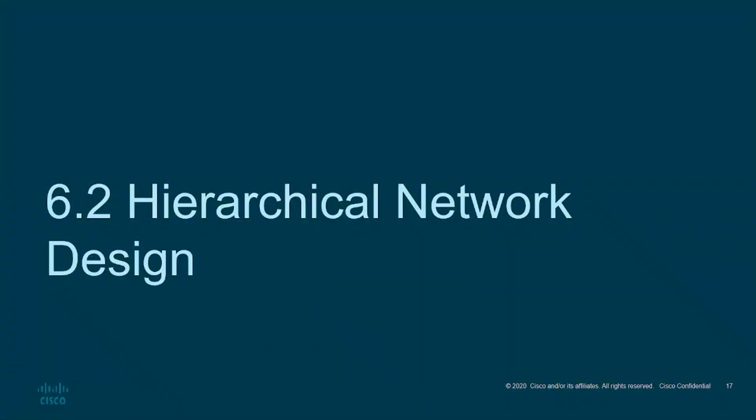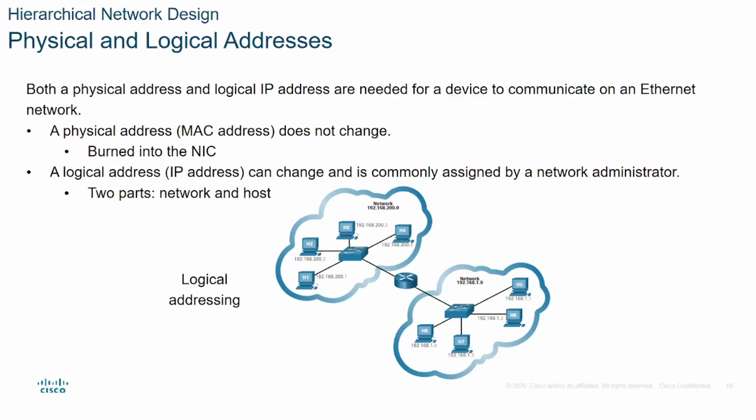So now let's look at the hierarchical network design. In designing a network, there are two things to consider: the physical design and the logical design. There's a physical address, which is a MAC address, and there is a logical address, the IP address. The MAC address is an address that you cannot change. As a human being, your MAC address is like your fingerprint. You can't change your fingerprint. You can't change your biometrics. Your biometrics is a constant factor.